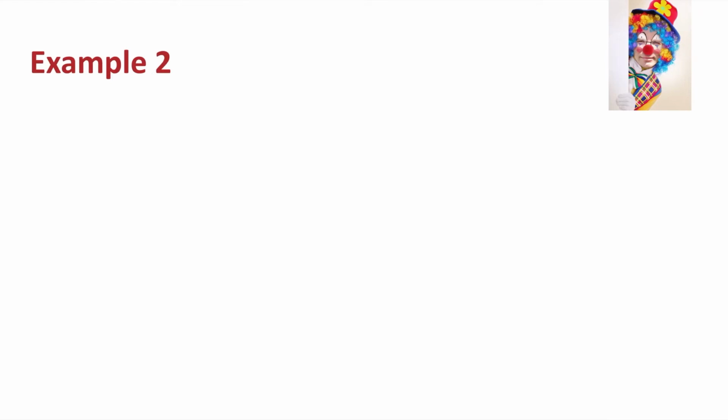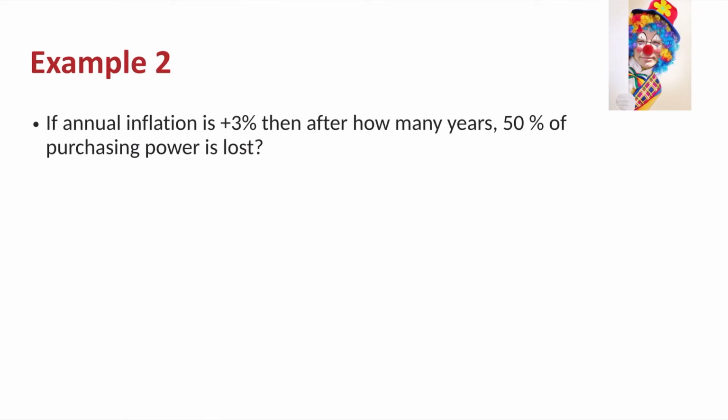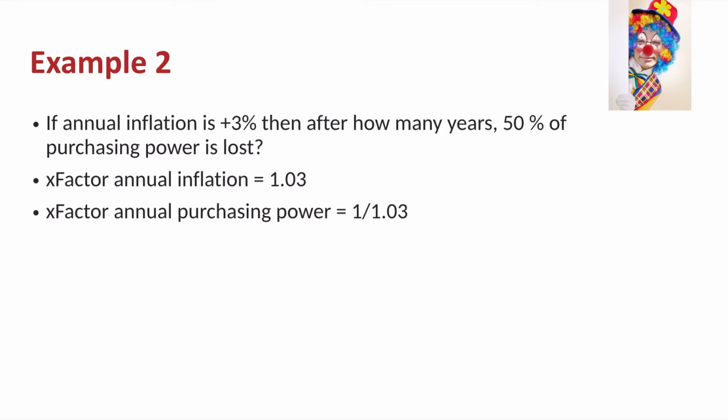And example number 2. If an annual inflation is 3%, then after how many years is 50% of the purchasing power lost? What do we have here? We have the x factor of the annual inflation. This is 1 plus 3 hundredths, so 1.03. But what we need here is the annual x factor for the purchasing power, and this is the reverse thing. We saw this already before. So this is then the factor 1 over 1.03.